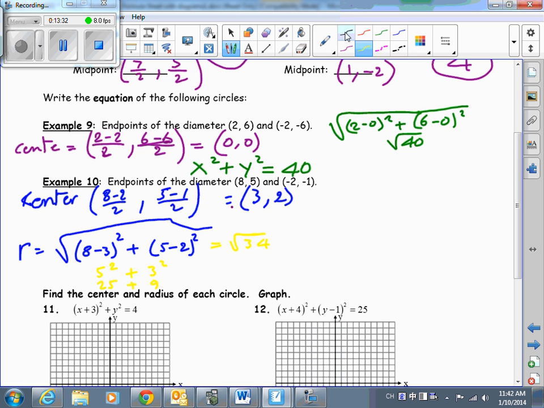What would be the equation? Let me ask Vanessa. What's the equation? X, not squared. X minus 3 squared, because the center is at 3, 2, plus y minus 2 squared is equal to 34. You see how simple it is, right? All you need is the center and the radius, and you can figure it out. If I don't give you the center and the radius, I just give you the points, find the center, find the radius, and write the equation.